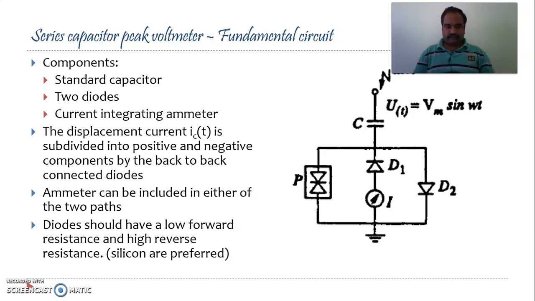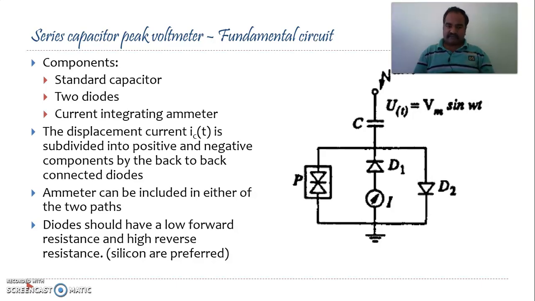Now, moving on to the circuit, as you have seen, the diodes are placed in anti-parallel. One allows the current in one half cycle, the other allows the current in the other half cycle. Make sure that these diodes have a very low forward resistance and very high reverse resistance. You can prefer silicon diodes. And the ammeter you can include in either of the diode paths.